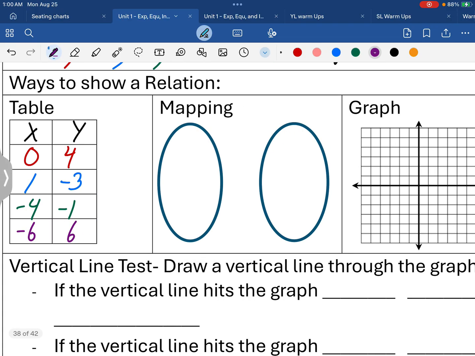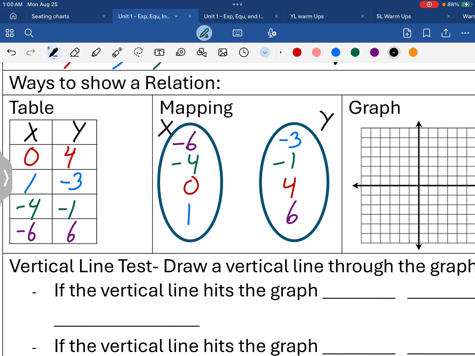Pretty straightforward. Mapping is a little bit different. So I'm going to write my numbers in least to greatest order. So -6, -4, 0, and then 1. So here are my x's. Over here will be my y's. So I'm going to also write my y's in least to greatest order. So -3, -1, 4, and 6. And I will go ahead and tell you, mapping is my least favorite because I think it makes it super, super messy.